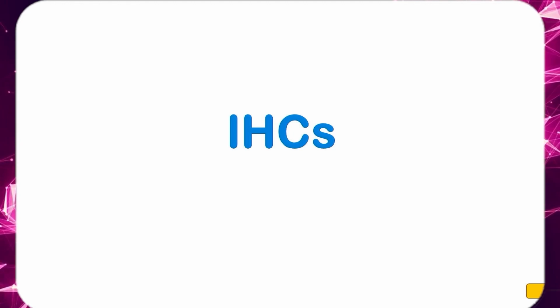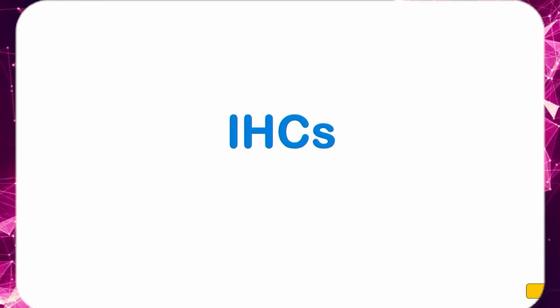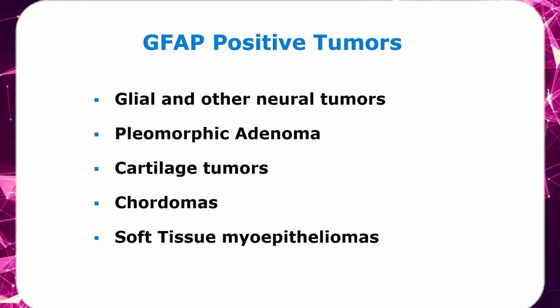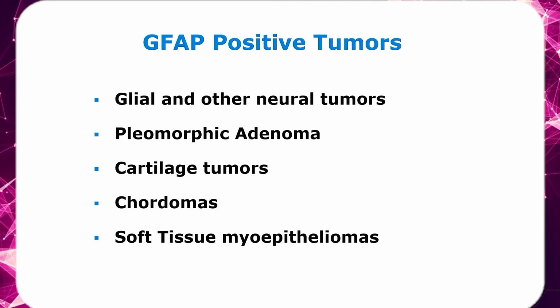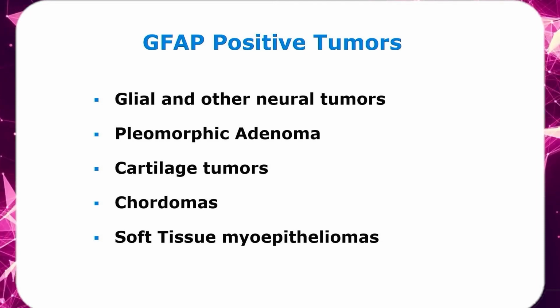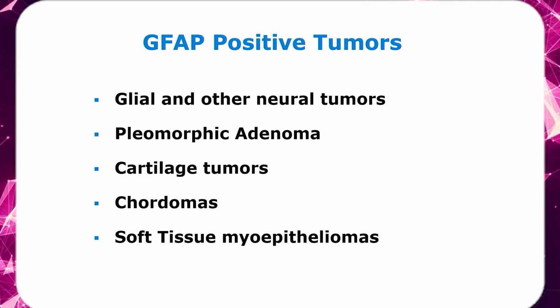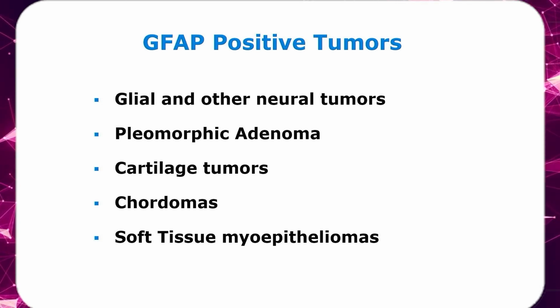GFAP? And what would you do if GFAP was positive? Because there's nothing left on the list, right? So you want to know? GFAP was positive. See? This was the last thing on your immunolab menu. You used all the stains. So what are GFAP positive tumors? They are glial and neural tumors. They are pleomorphic adenoma, cartilaginous tumor, chordoma, soft tissue myoepithelioma.